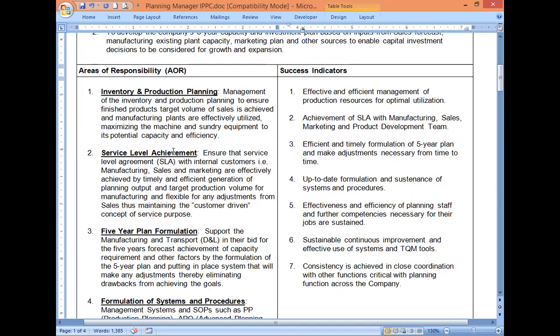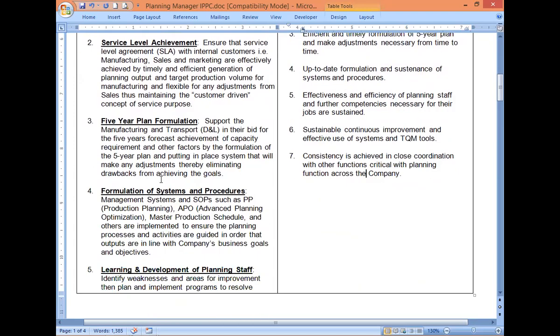Okay, the second AOR, service level agreement or SLA: ensure that service level agreements with internal customers, that is manufacturing, sales, marketing, are effectively achieved by timely and efficient generation of planning output and target production volume for manufacturing, flexible for any adjustments from sales, thus maintaining the customer-driven concept of service purpose. Okay, we have included this here because this is number 2 of our core purpose of the job.